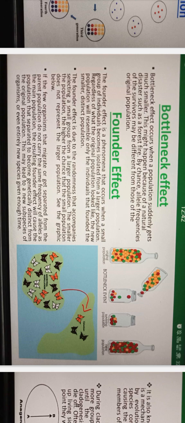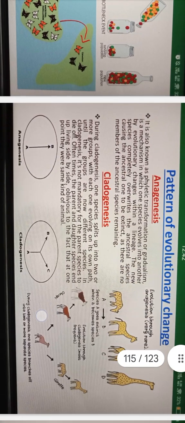If a few organisms that migrate to get separated from the parental population do not carry the same frequency of alleles as the main population, the resulting founder effect will cause the population that separated to become genetically distinct from the original population. This may lead to new subspecies of the organism, or even, rarely, new species through time.